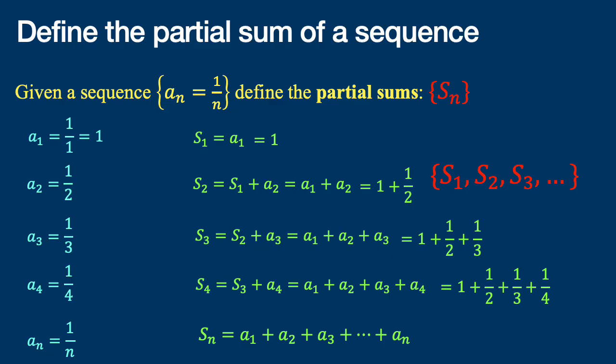So S_n is going to be you add the sequence from the first term to the nth term. That's here a1 plus up to a_n. In sigma notation, k equals 1 to n, a_k is going to be 1 over k. Here is the sigma notation of the partial sum.